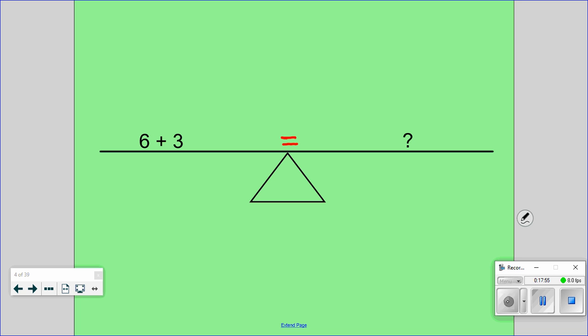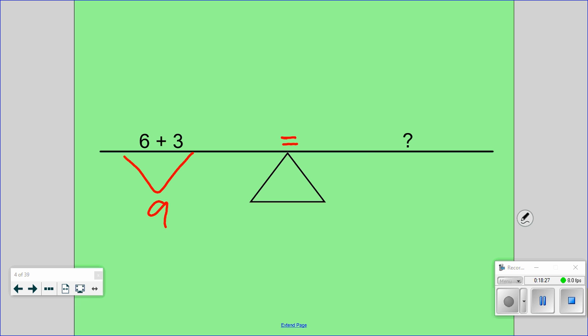Let's look at one side of the balance. I got 6 plus 3. What is that worth? 6 plus 3, what is that going to be worth? 6 plus 3 is worth, Michael? 9. So this part is equal to 9.